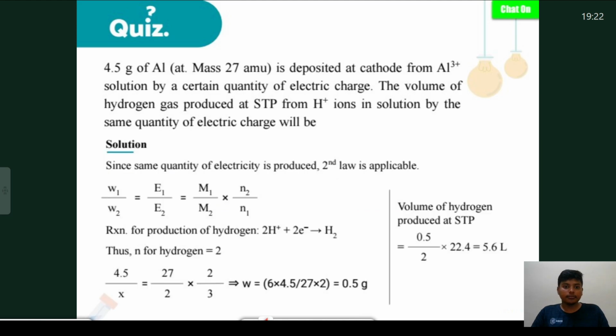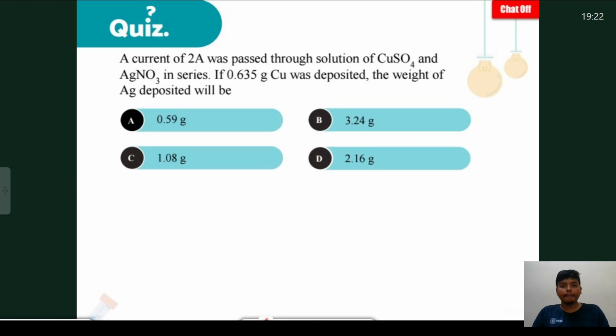Sir, how does it become 1/2 to 1/4? See, the hydrogen reaction is this now. Oh, okay, sir. So n value is 2, yes? So n value 2 means the E of hydrogen will become 2 by 2, which is equal to 1. Then you calculate the moles, and from moles you have to calculate the volume. Next, we will try this later as homework.